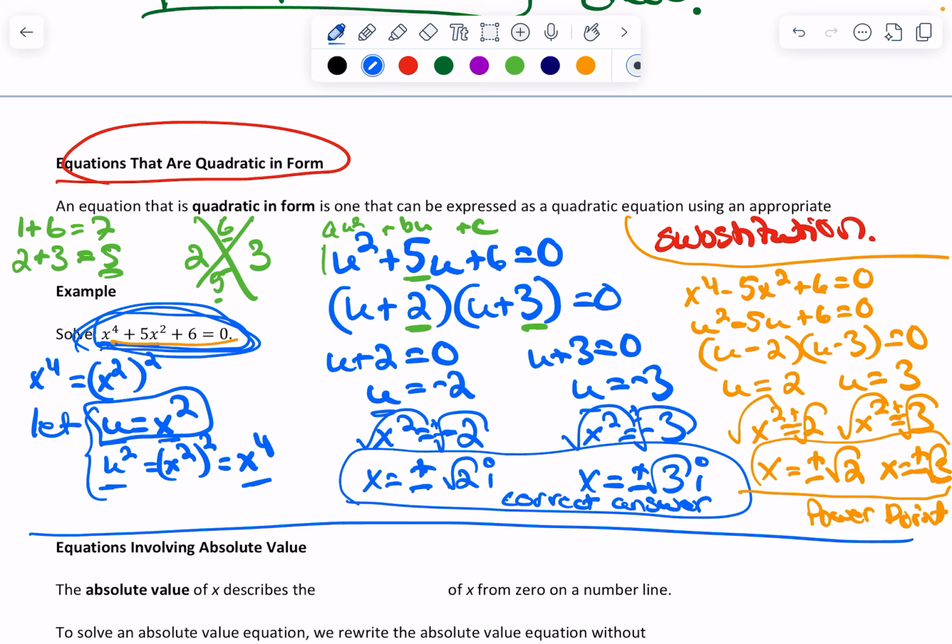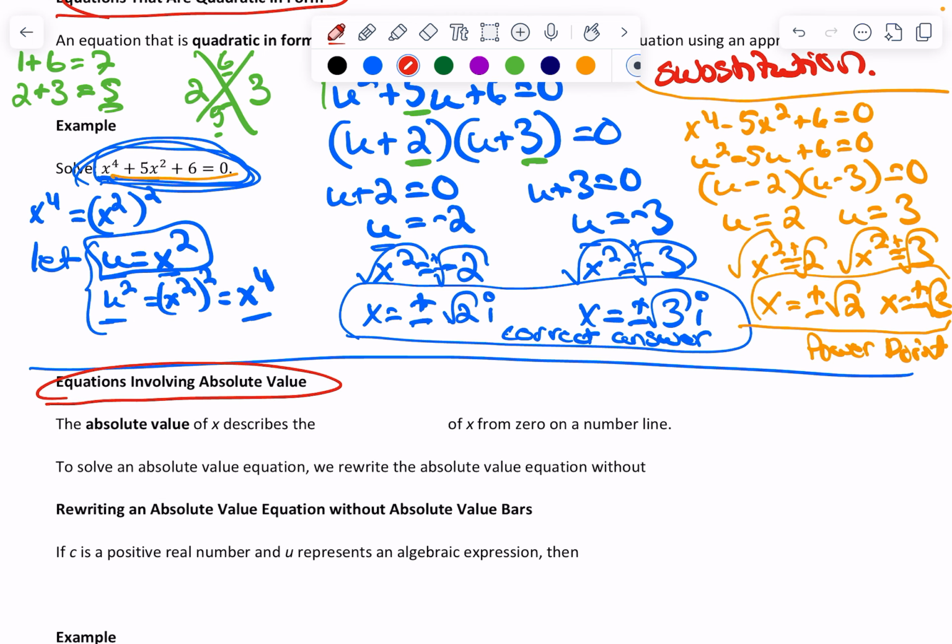Okay. Next, we're going to go ahead into equations involving absolute value. So the absolute value of x describes the distance of x from 0 on a number line. To solve an absolute value equation, we rewrite the absolute value equation without absolute value bars.